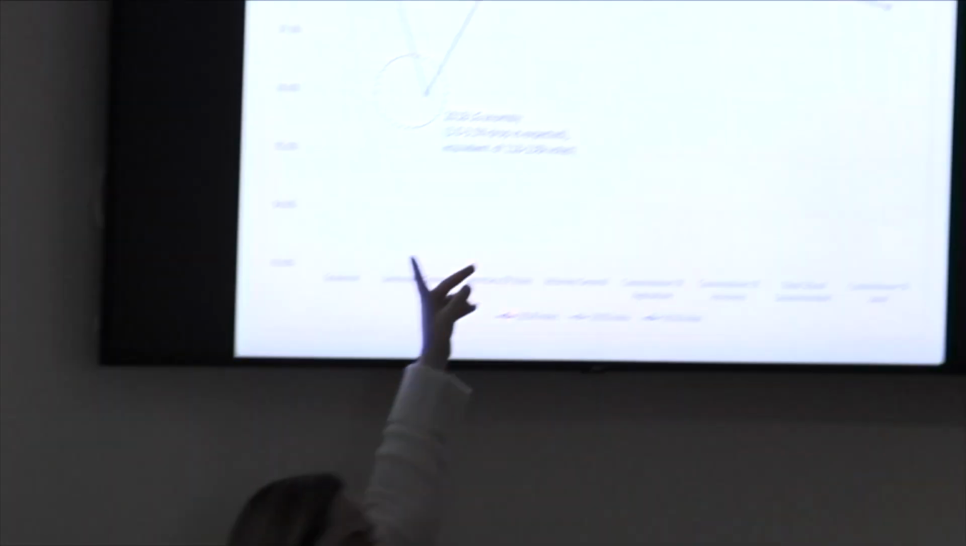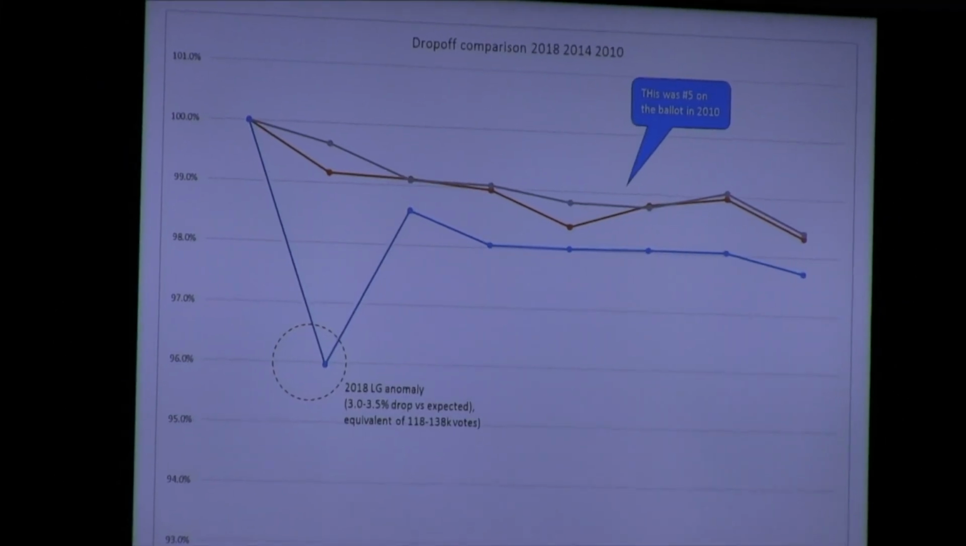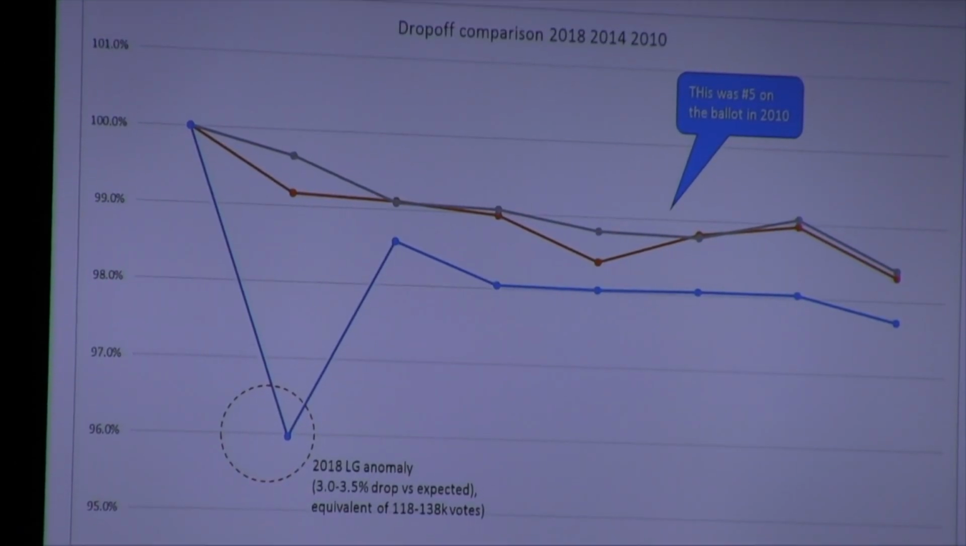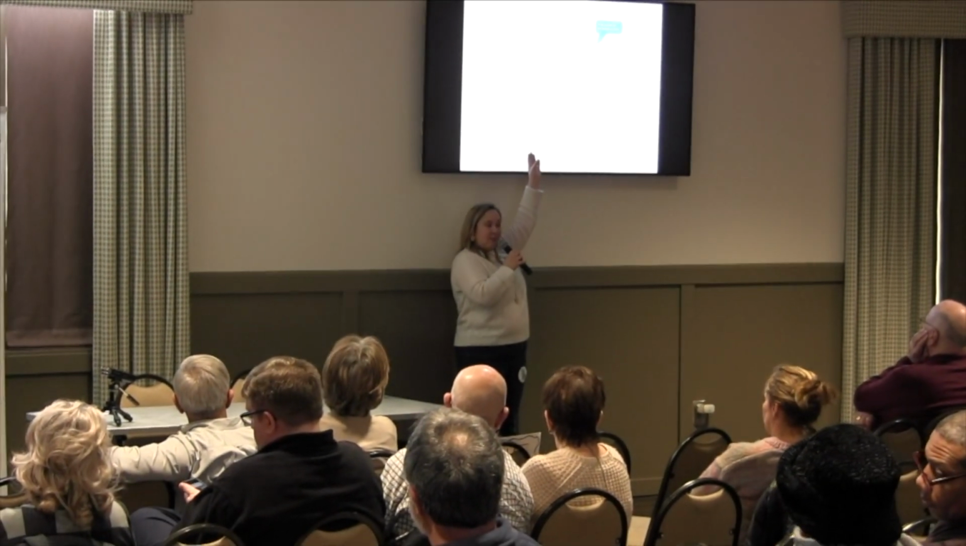Which brings me to what I call the vampire thing, which is this giant, pointy, irregular dip, the anomaly, the thing we wouldn't expect to see. That is the drop-off between governor and lieutenant governor in the 2018 Georgia general election. Yeah, that's not normal. Not even normal.